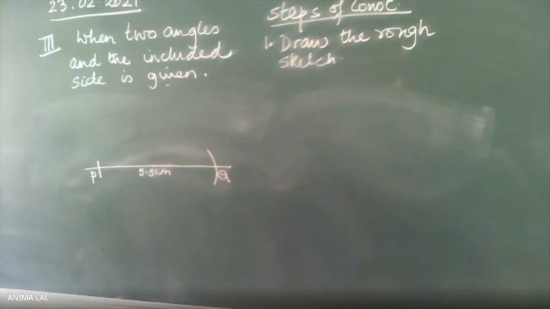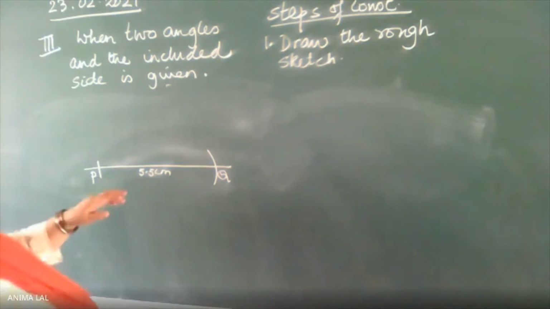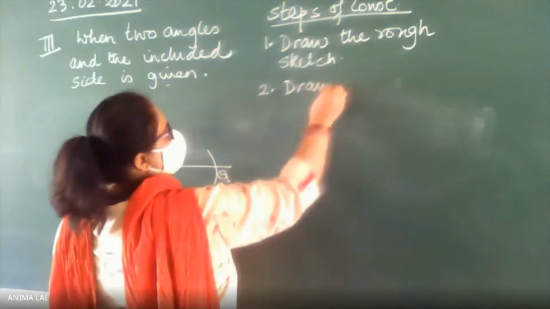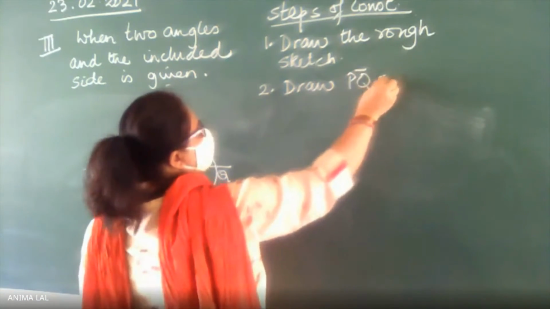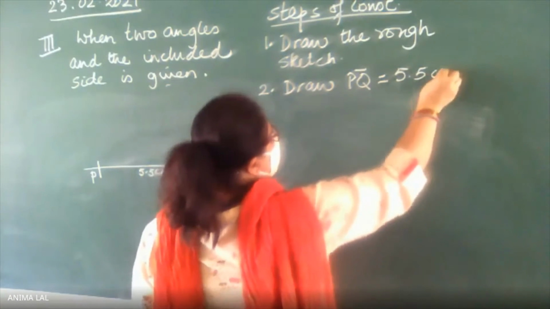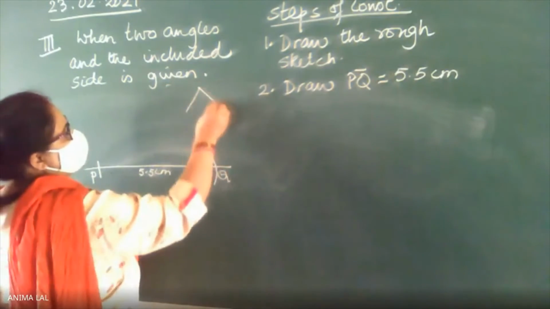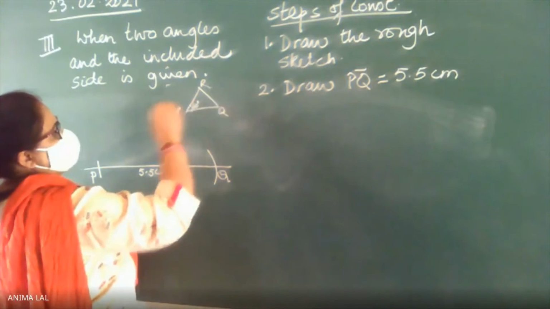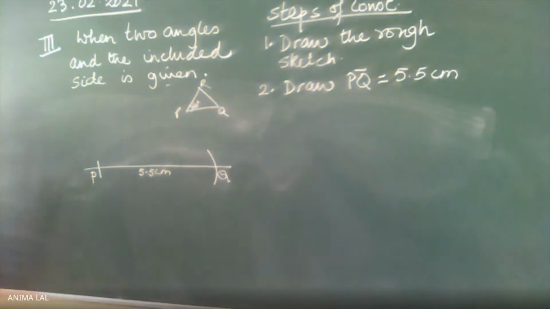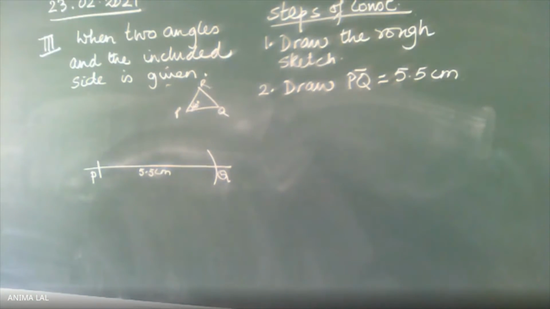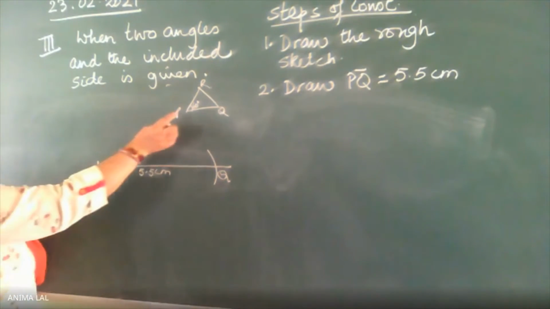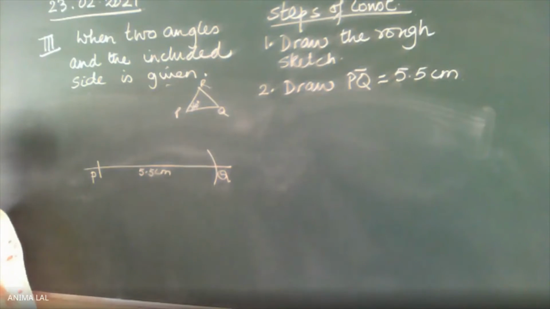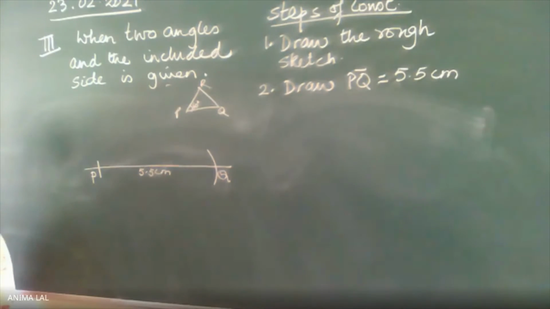Right. Now at P you have 60 degrees. Your second step will be draw PQ equal to 5.5 centimeter. In your rough sketch, we had P here, Q here, R. At P it was 60 degrees. So at P we have to make a 60 degree angle. Now to make the 60 degree angle at P, put your compass point at P.